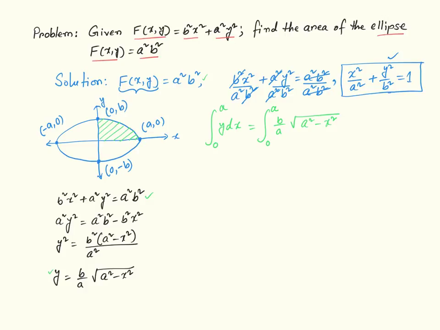So what we are going to do is assume that x is equal to a sine of theta. Then dx over d theta is going to be a cosine of theta, from which we can write dx is equal to a cosine of theta d theta. That's what it is. Now this integral is going to change.